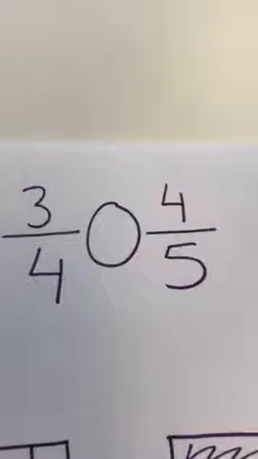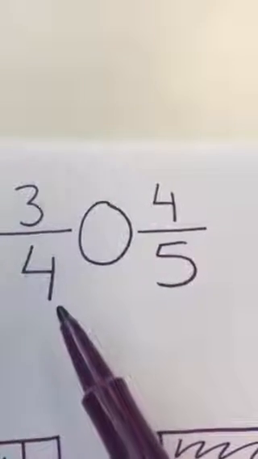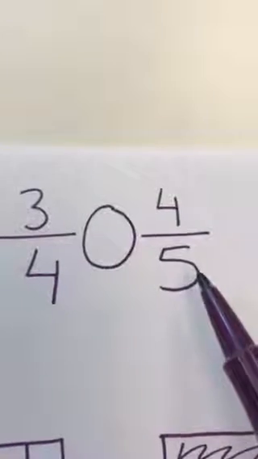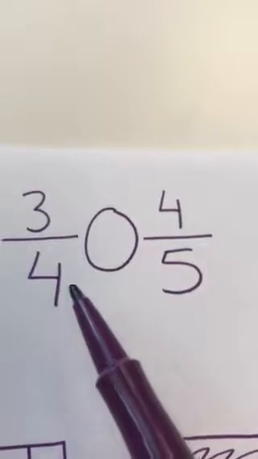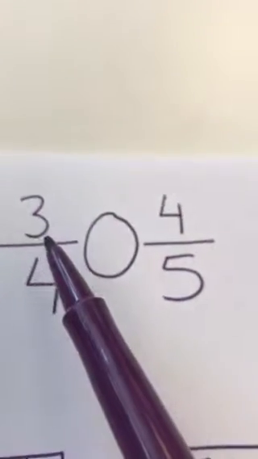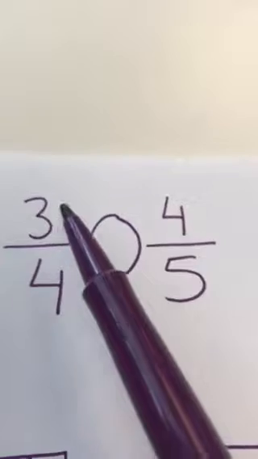Let's look at how to compare 3/4 and 4/5. If you notice, we don't have a denominator that we can easily convert to fifths or easily convert from fifths to fourths, because 4 times nothing equals 5 and 5 divided by nothing equals 4. Same with our numerator. 3 times nothing equals 4 and 4 divided by nothing equals 3.